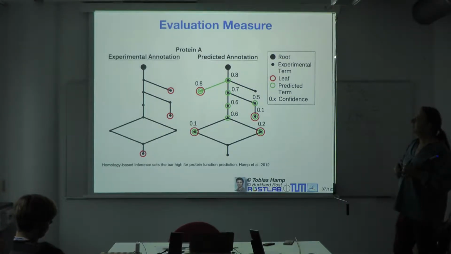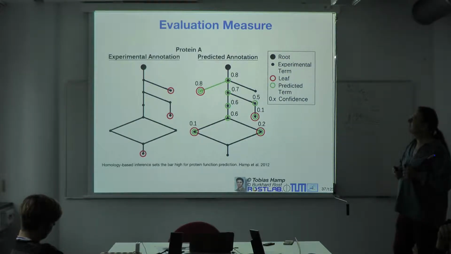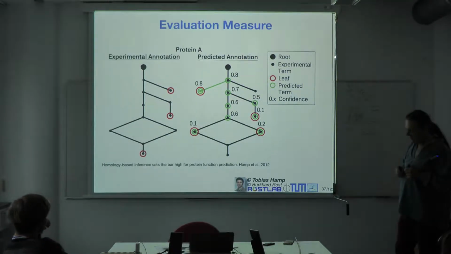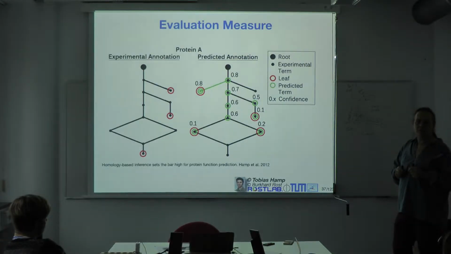Now, let's look at a particular example. Say that were the experimental annotation of one particular tree for one particular annotation. And let's say the green ones were the ones that we predict. How do we measure how well we do?